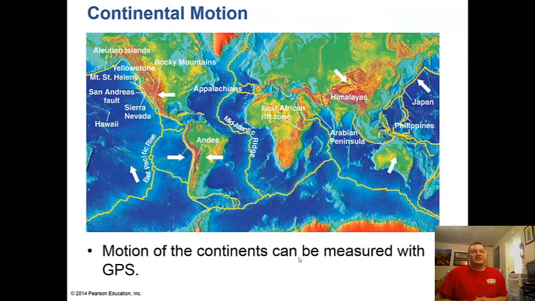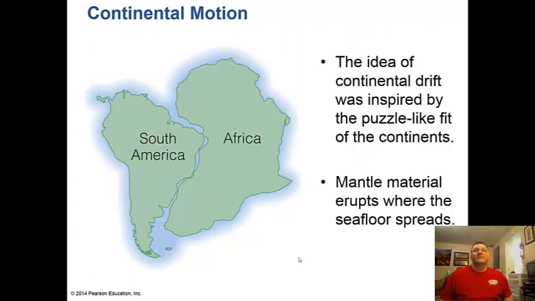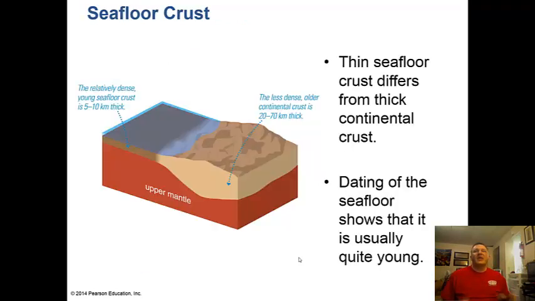We know that the motions of the continents can be measured with GPS measurements. They do move several inches a year. The idea of continental drift was inspired by a puzzle-like fit of the continents. You can see here where South America seems to fit right in the notch of Africa, and the mantle material erupts where the seafloor spreads. A thin seafloor crust differs from thick continental crust, and the dating of the seafloor with radiometric dating shows that it's usually quite young, pretty new material in the seafloor.